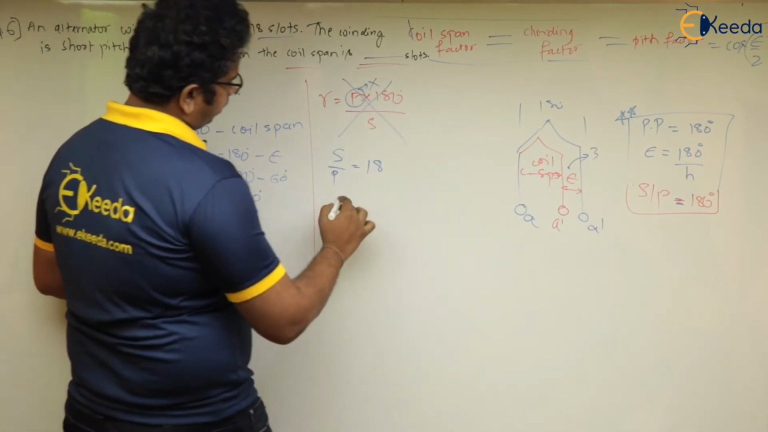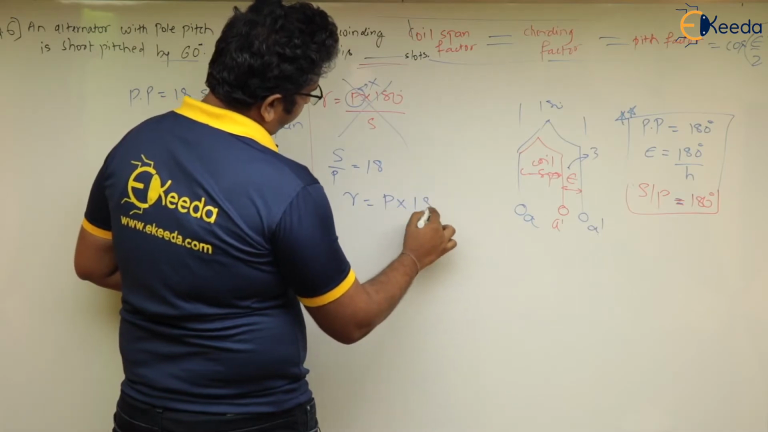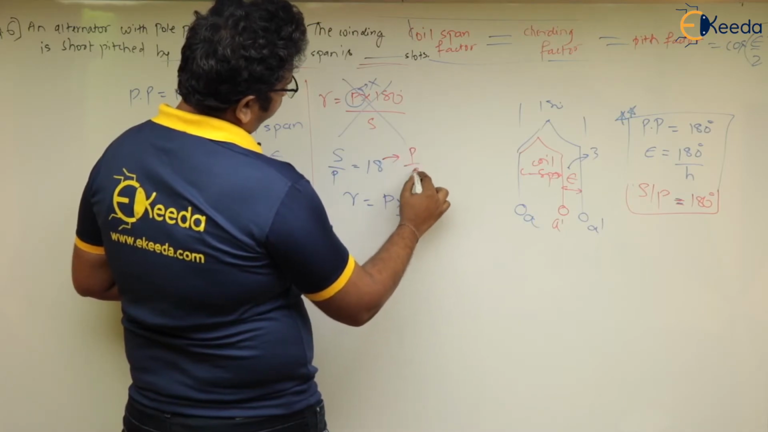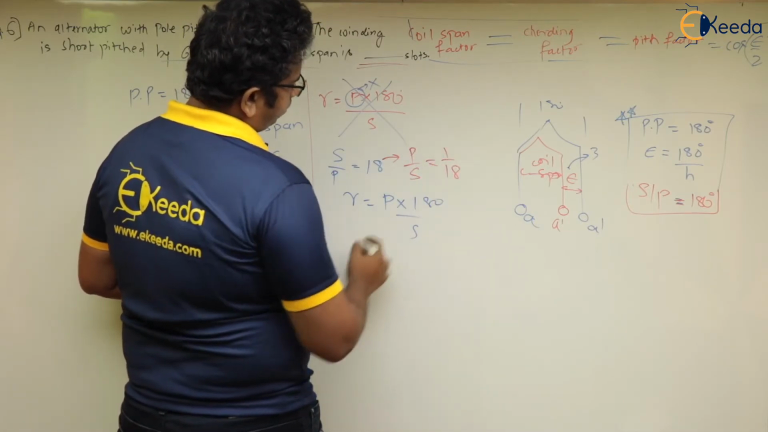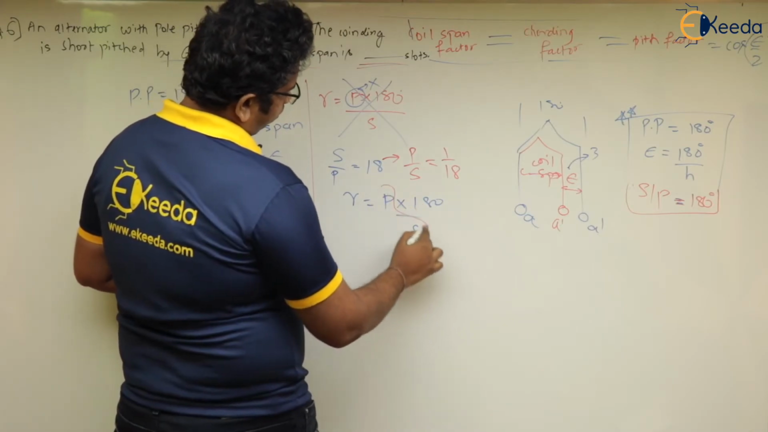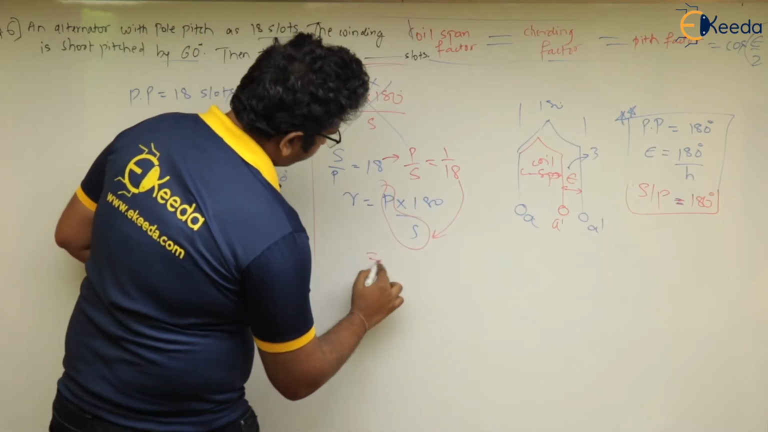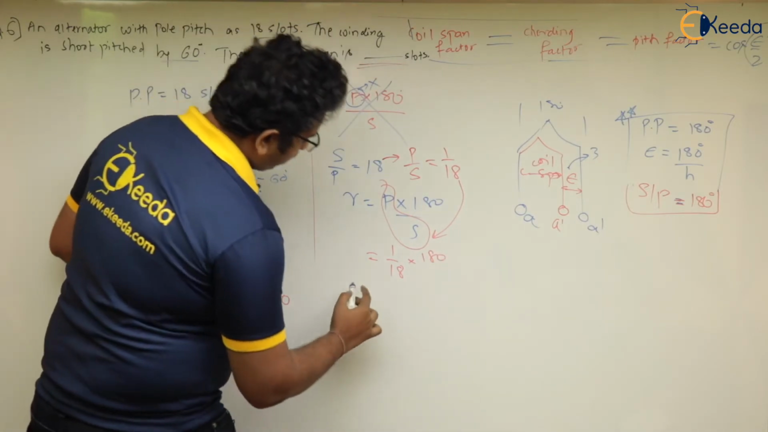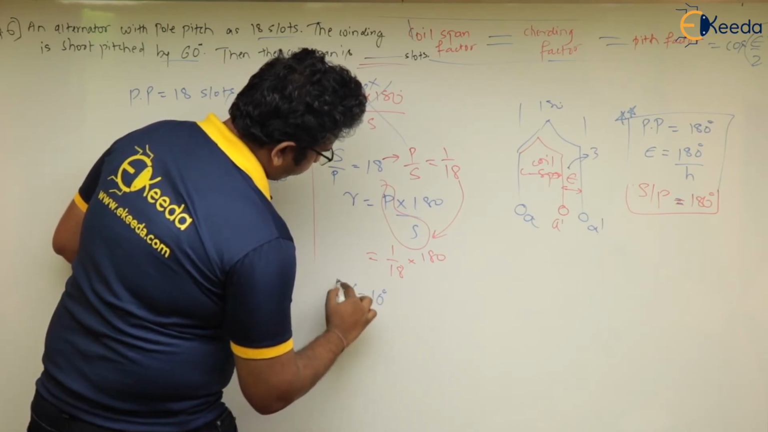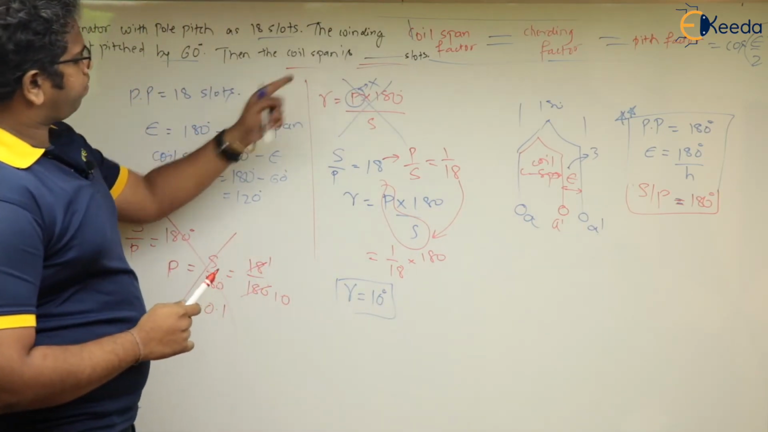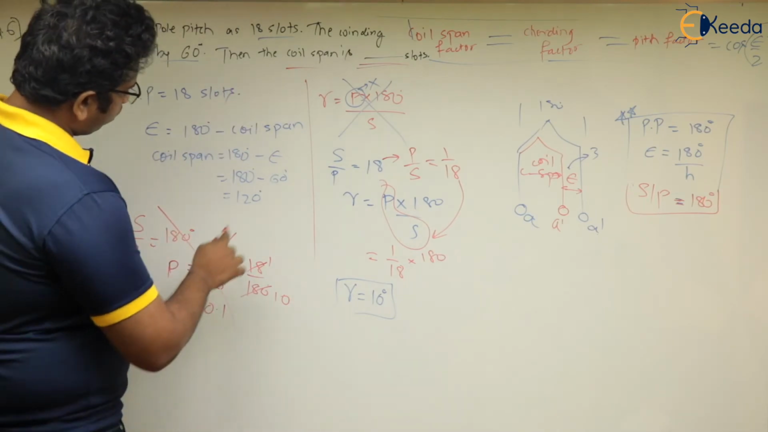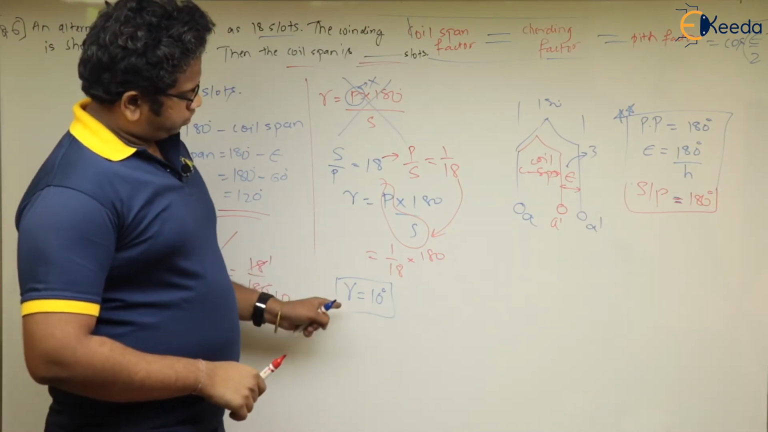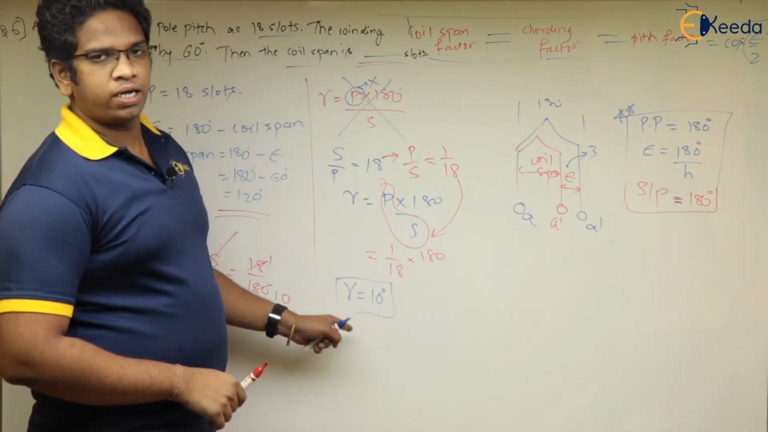So just replace it. See here. What is gamma? Gamma is P into 180 by slots. If slots per pole is 18, what is poles per slot? Inverse of this, which is going to be 1 by 18. So this can be replaced as this. Let me write down 1 by 18 multiplied by 180. So what gamma do you get? Gamma you get is 10 degrees. So if gamma is 10, what do you want? You want the coil span in slots. Coil span in degrees you know. So now we have understood that this slot angle gamma is equal to 10 degrees.